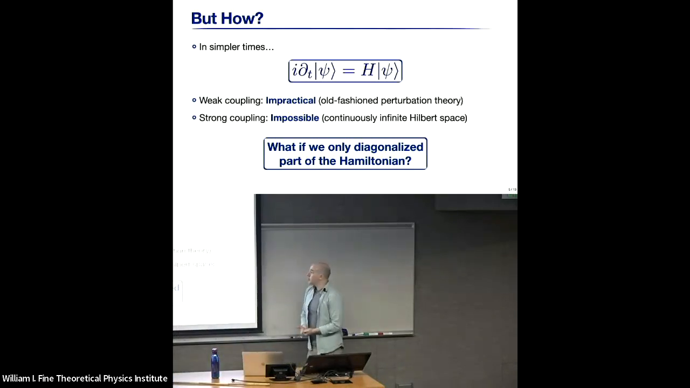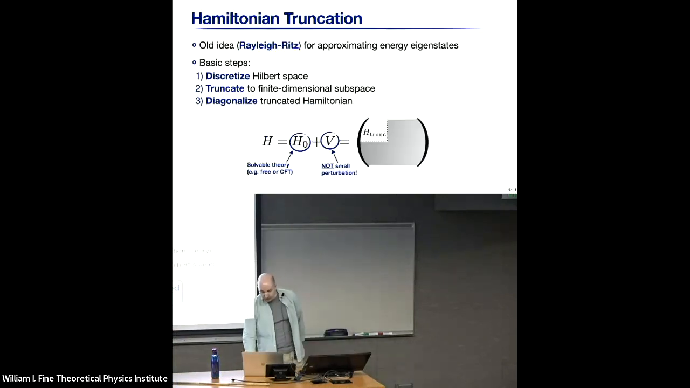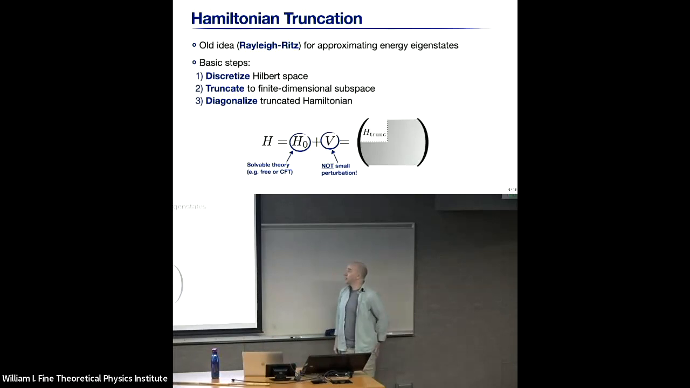And so what we're going to do is be a bit less ambitious, and we're just going to say, okay, fine, let's diagonalize part of the Hamiltonian. And so the basic picture is this general method known as Hamiltonian truncation. It's a very old idea in non-relativistic quantum mechanics called the Rayleigh-Ritz method. It's a method for approximating the low energy eigenstates of a Hamiltonian. And the idea is incredibly simple. So there's basically just three steps.